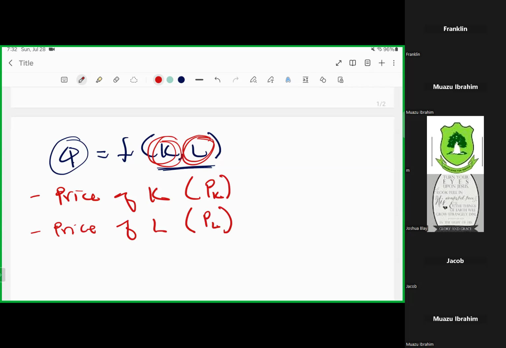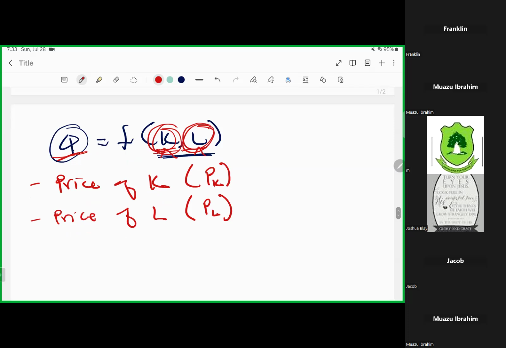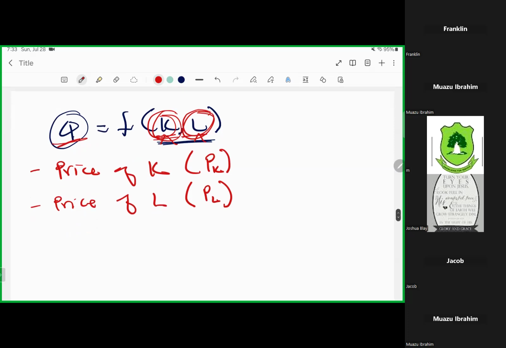Remember, you would have to combine capital and then labor to produce output. But to combine capital and labor, you need to spend a certain amount of money to acquire capital. And you also need to spend a certain amount of money to acquire labor. So which means that to be able to produce, you need to have what is called a budget for the input cost.